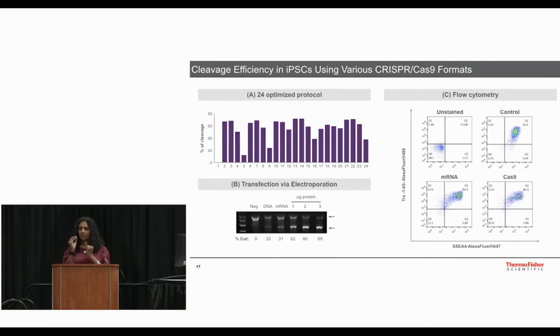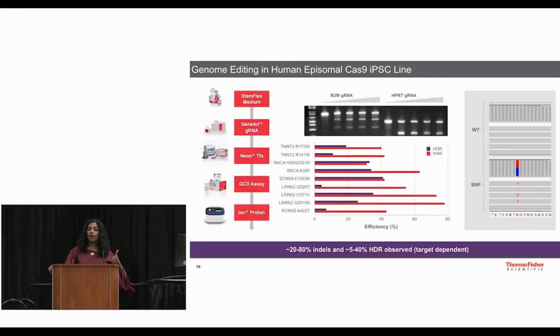So it's not just the reagents that you use, but also the target sequence that you're trying to edit. And that's one of the reasons why we always recommend our customers to design at least 2, if not 3 guide RNAs for each specific locus that you're testing and pick the one that is the best.